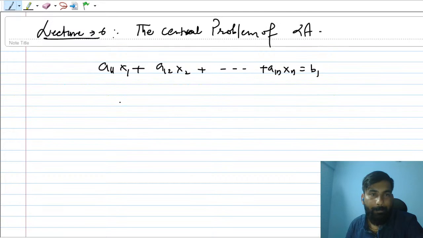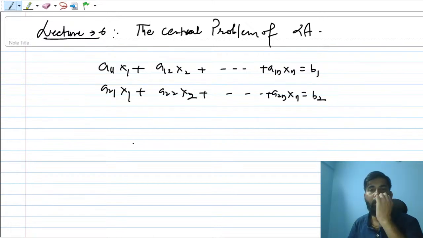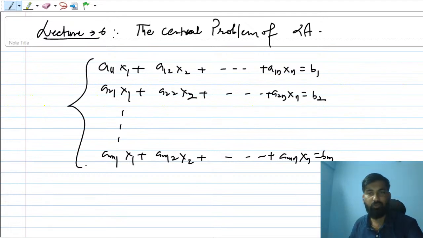Then a21 x1 plus a22 x2 and so on and so forth plus a2n xn, and this is b2, and so on and so forth. You will have am1 x1 plus am2 x2 plus and so on, plus amn xn, which is equal to bm. So these are the system of linear equations, and we can write this in compact form, that is Ax equal to b.